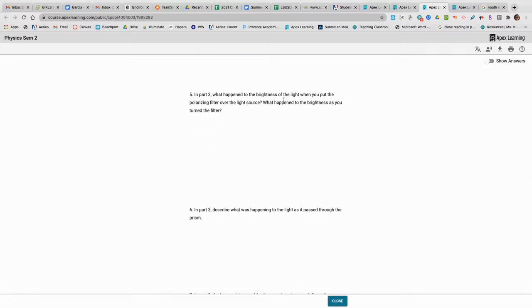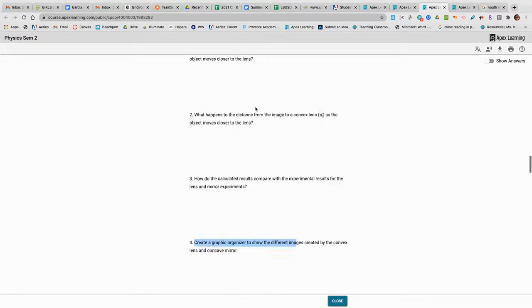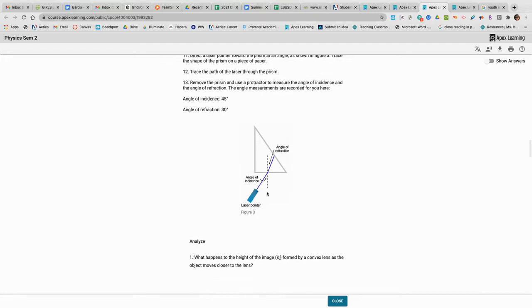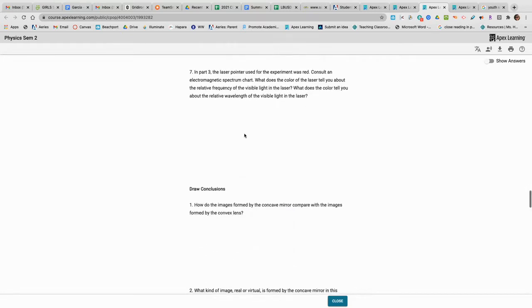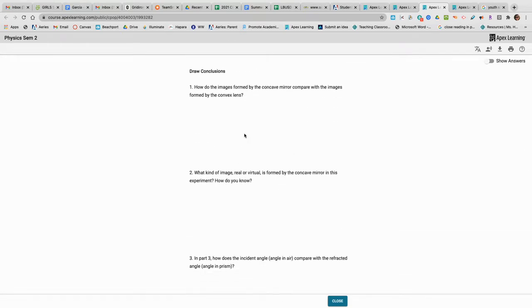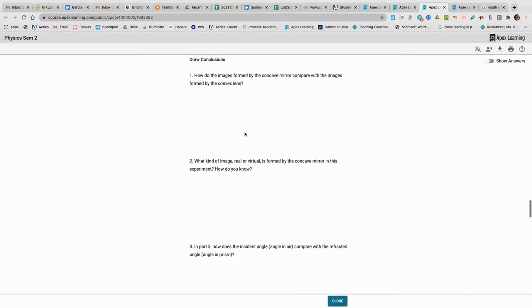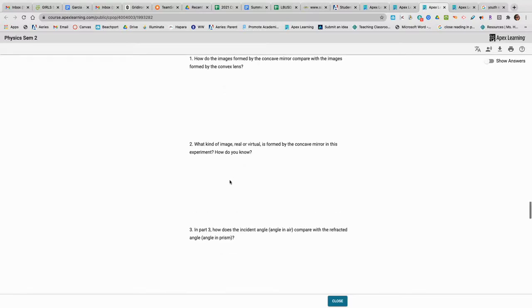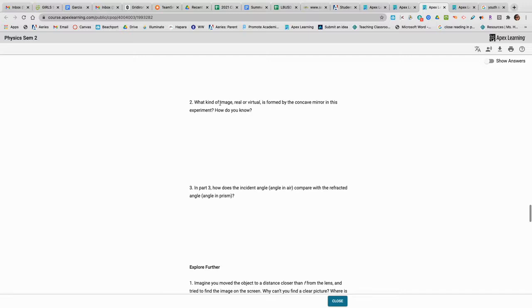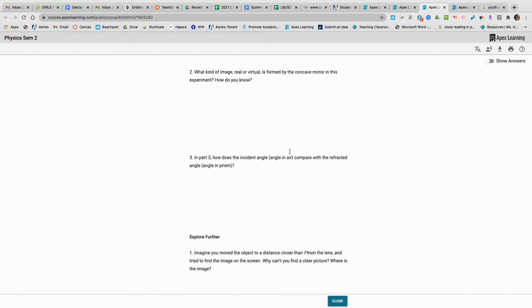In part 3, what happened to the brightness of the light when you put the polarizing filter over the light source? You're going to be looking at this right here, and then you're going to draw some conclusions. How do images formed by a concave mirror compare to those formed by a convex lens? Real, virtual, what kind of image is formed by a concave mirror? You should know the difference between a real image and a virtual image.